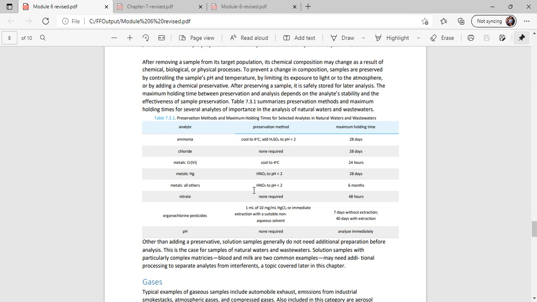For all metals, okay, add HNO3 to pH that is less than 2, and it will last for 6 months. For your nitrate, no preservation method is required. It can last only 2 days. Then you have your pesticide, okay, 1 ml of 10 mg per ml of your HgCl2 or immediate extraction with a suitable non-aqueous nga solvent. It may last up to 7 days without extraction, then 40 days kung nabakuha-kuhaan.